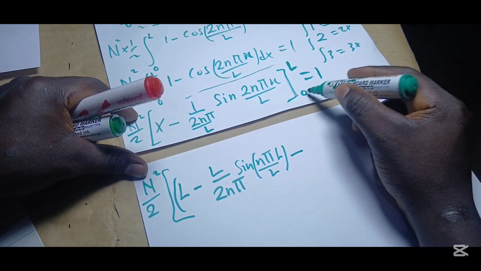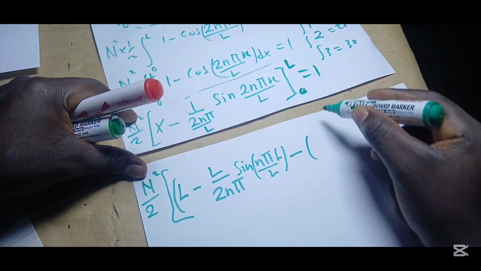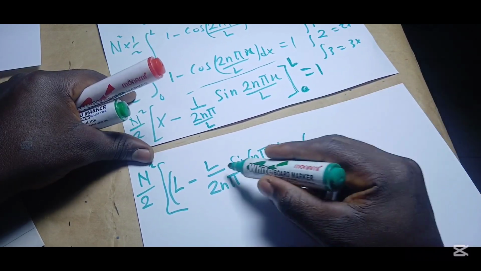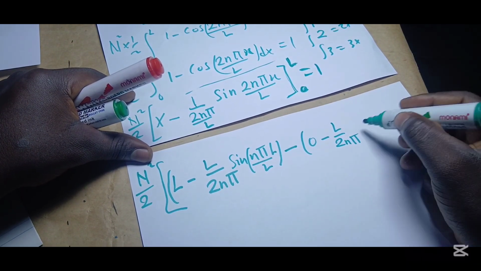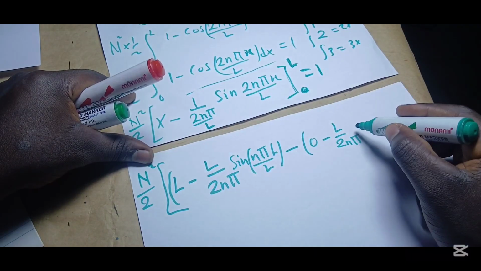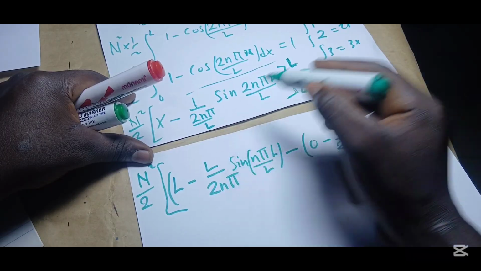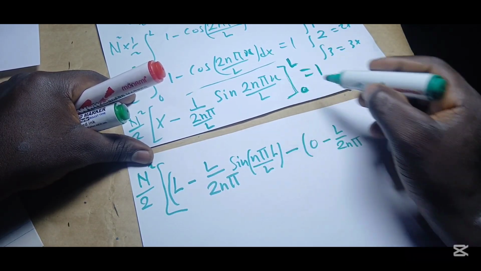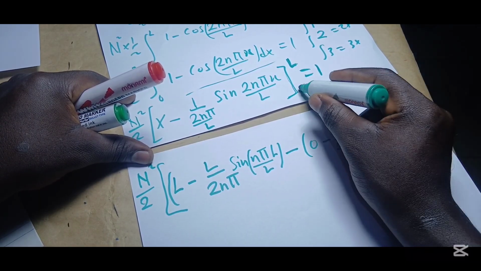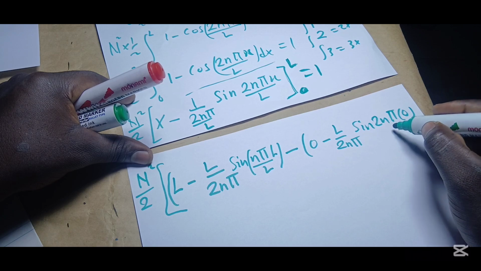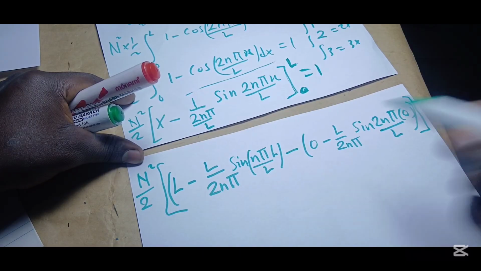Then minus, we now put in the lower limit. So we have x here. Wherever we see x, we put 0 there. The lower limit is 0. So minus L over 2n pi, then minus this minus sign, L over 2 pi, this term here, which is the same as L over 2 pi, then sine 2n pi x. There is x there, so we put 0 there, the lower limit. Wherever we see x, we put 0 there, all over L. They are all multiplying n squared over 2.